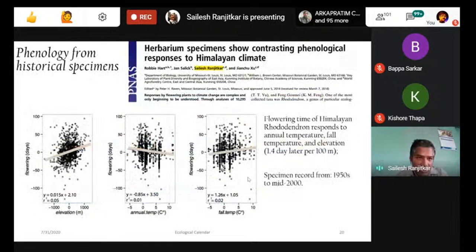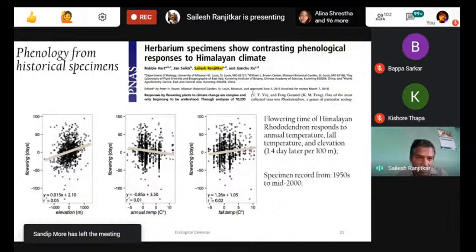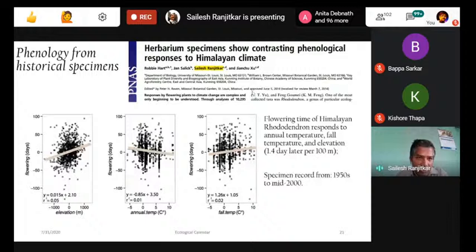So, phenology from historical specimens. We did a lot of phenology work to gather information on how phenology is shifting in the region and how it is related to climate. In that series, we published one paper in PNAS using around 10,000 herbarium specimens deposited at different herbaria across the world, concentrating on 27 species of rhododendron. The flowering time of these Himalayan rhododendrons responds to annual temperature, fall temperature, and elevation. These three things we found there.